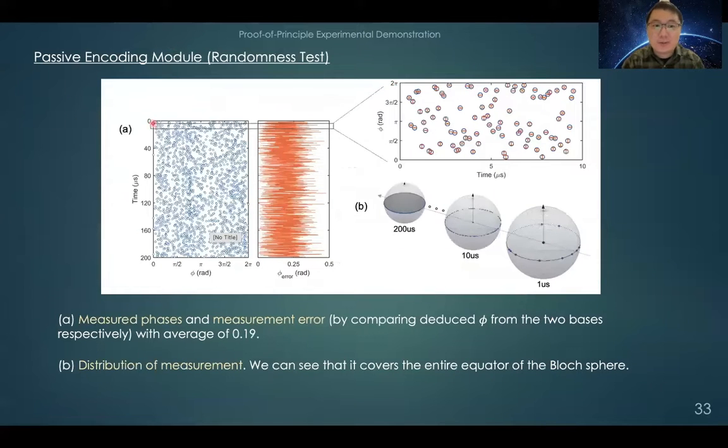So here we plot out the results. As we can see, the measured phases range pretty well from 0 to 2 pi. We can graphically show it on the Bloch sphere as well, and you can see it nicely occupies the entire equator of the Bloch sphere, which means we are generating those states around the Bloch sphere randomly. Moreover, we can also see the error between your X and Y bases is on average about 0.2 radian, which means you have good alignment for your measurements.